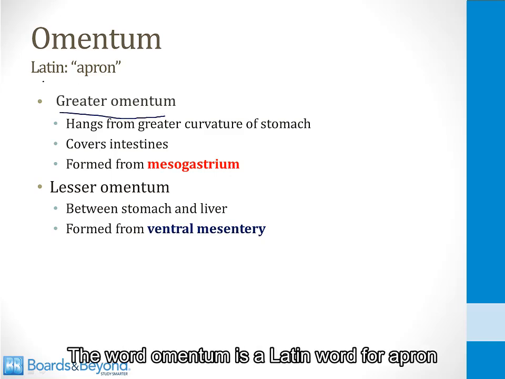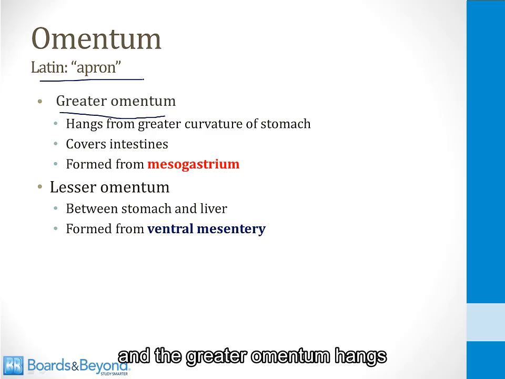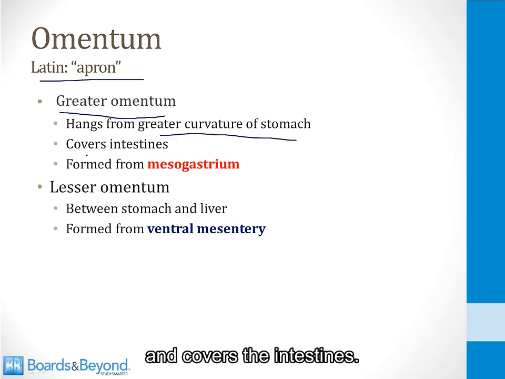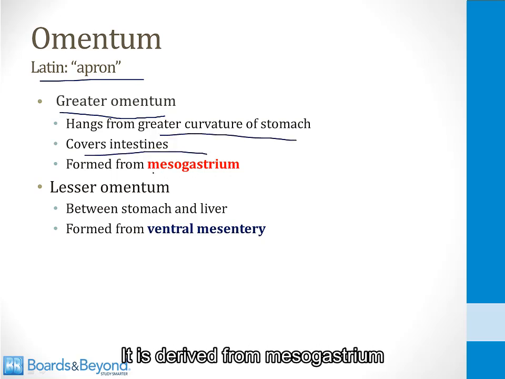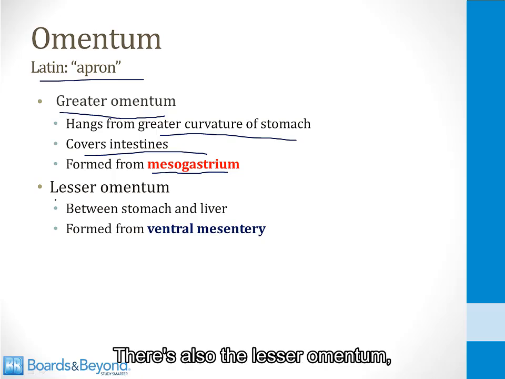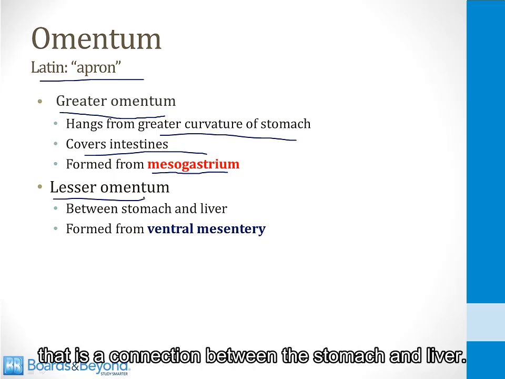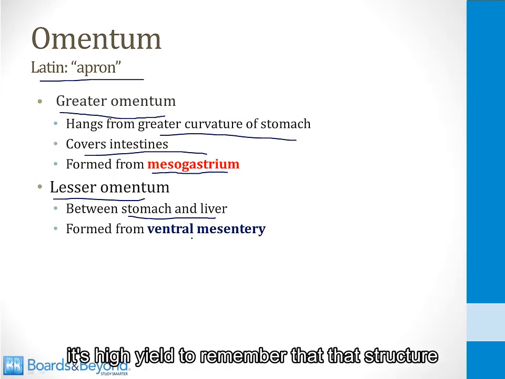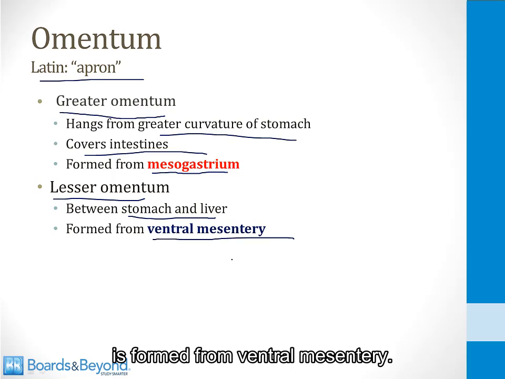The word omentum is a Latin word for apron, and the greater omentum hangs from the greater curvature of the stomach and covers the intestines. It is derived from mesogastrium and therefore derived from mesoderm tissue. There's also the lesser omentum, which we saw on the last slide. That is a connection between the stomach and liver, and as I said before, it's high yield to remember that that structure is formed from ventral mesentery.